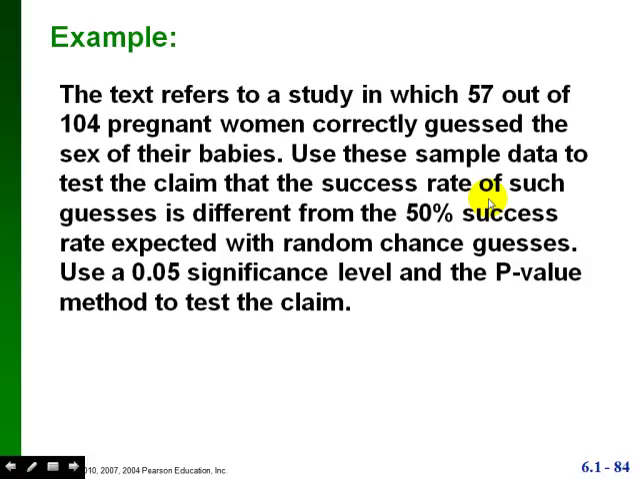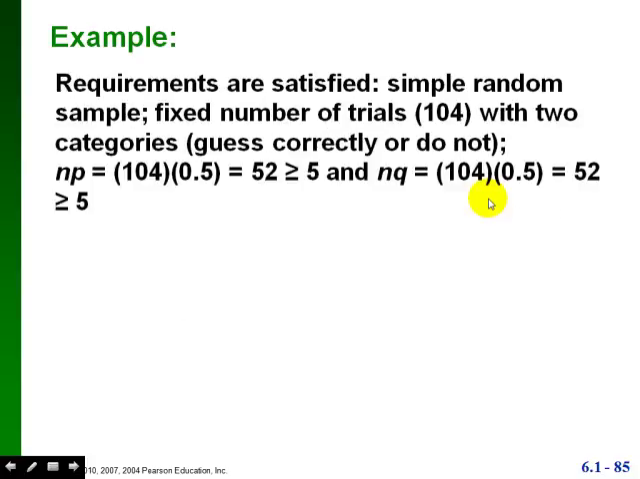Here's an example. We had a study in which 57 out of 104 pregnant women correctly guessed the sex of their babies. So we want to test the claim that the success rate of guesses is different from the 50% success rate we would expect with just random chance guessing. We're going to use a 0.05 significance level and the p-value method to test this claim.